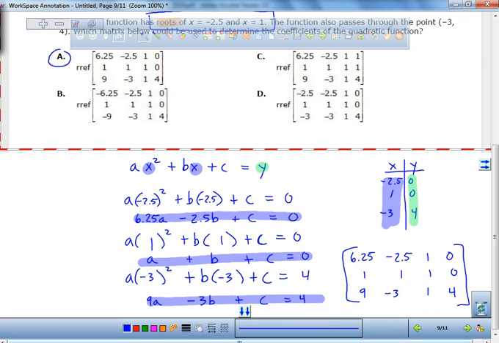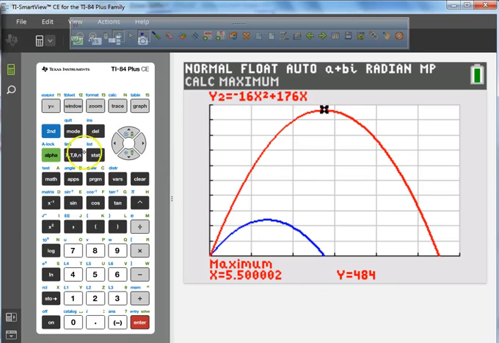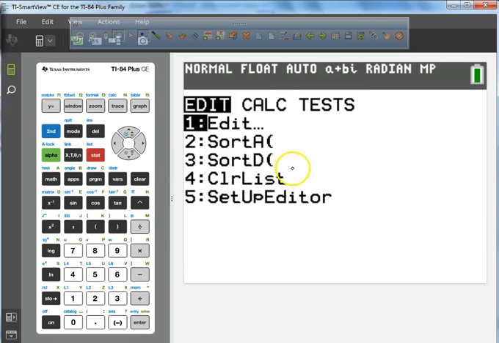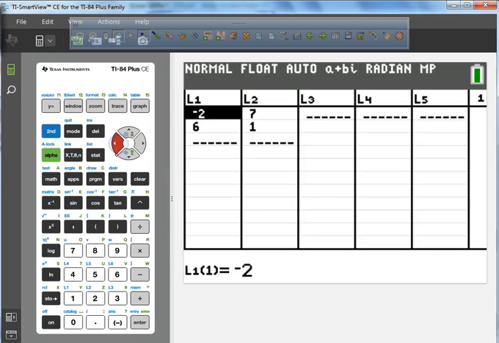Now, we're going to try another method here real quick. This will be the last thing we do today. I want you guys to hit stat, edit, and type in our roots. What are our roots for that problem? Negative 2.5, 0. So I'm going to hit stat, edit, type in negative 2.5.